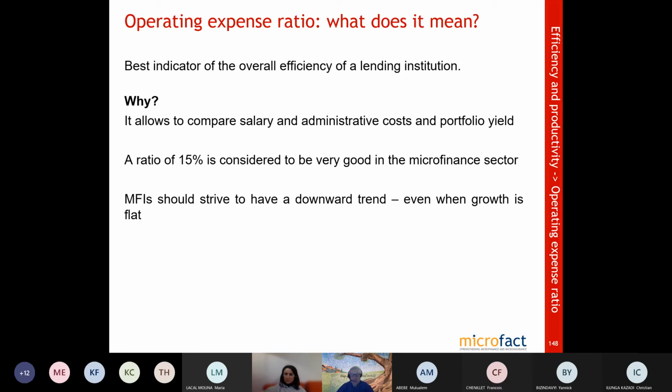When I say 15% is the average in the sector and is considered today as good, I think it's still very high. The most efficient organization we have is one with an operating expense ratio around 9 or 10%. It's an organization in Ethiopia. And the one that is joining us on Saturday is also around that figure. So they are very efficient in the way they work. And it's mostly because they also work not with individual clients, but by group lending. That's also a way of being very efficient when managing small loans.